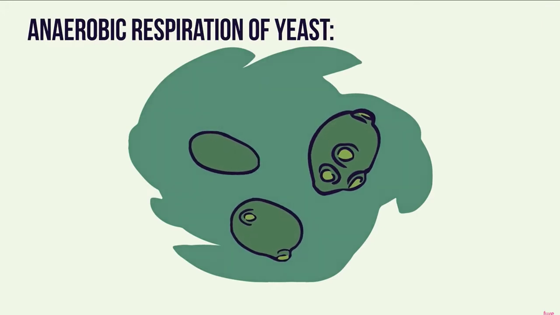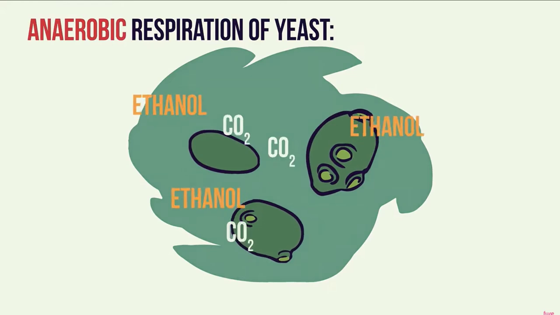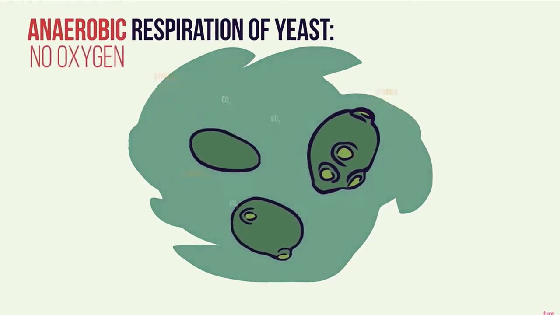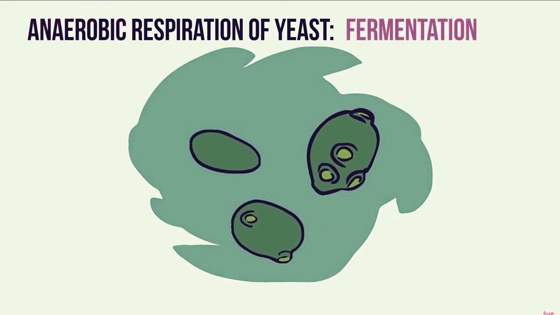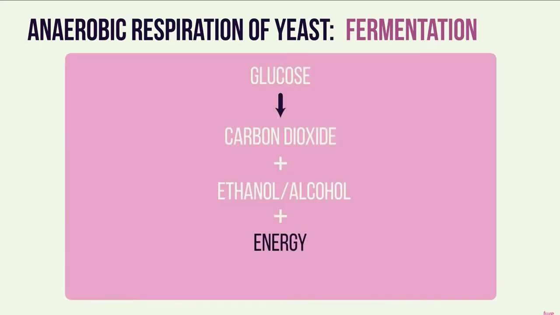Like all living things, it respires. Yeast can respire anaerobically, so without oxygen. Another word for this is fermentation. When yeast respires anaerobically, this is what happens. The yeast uses glucose as a fuel to produce carbon dioxide, ethanol, or alcohol, and energy.